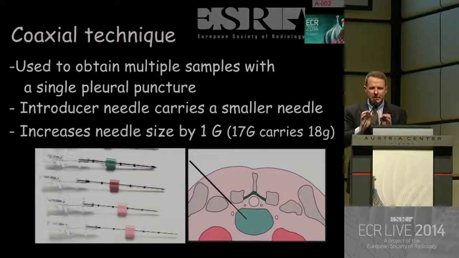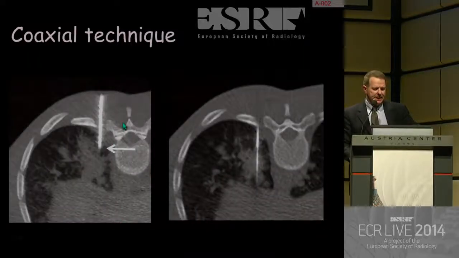where the steel is very thin, so that the size of the devices that they're going to use is going to be increased only by 1 G. That means that a 17 G carries an 18 G. A 19 carries a 20. Okay, so you have to find a very good coaxial needle. Most of them are made by Japanese steel, which is very hard and very thin. These are different kinds of needles, and this is again an example.